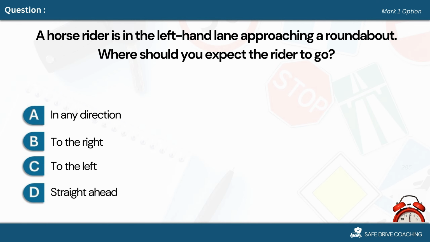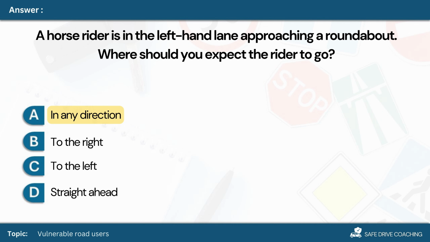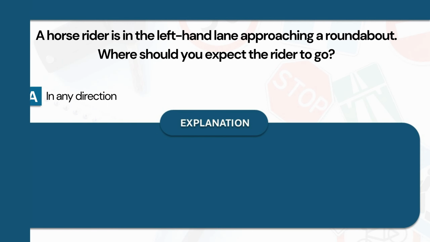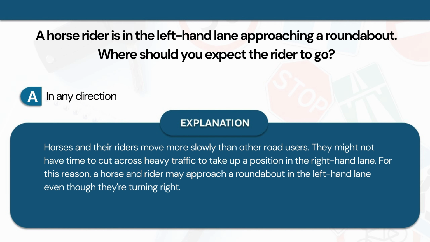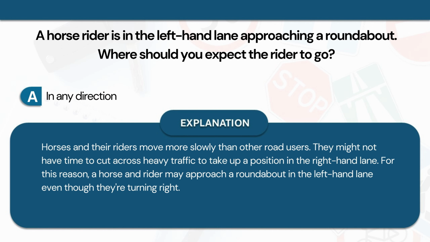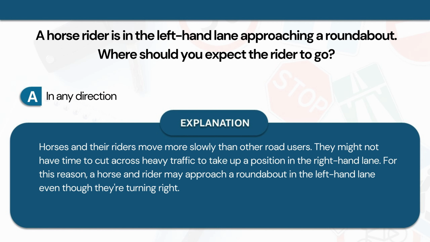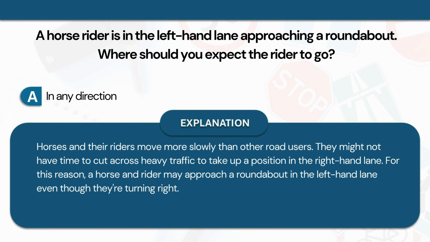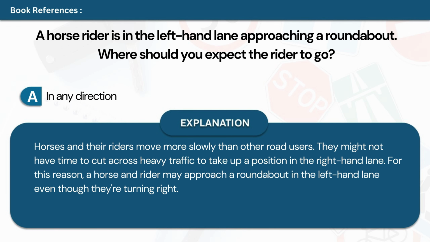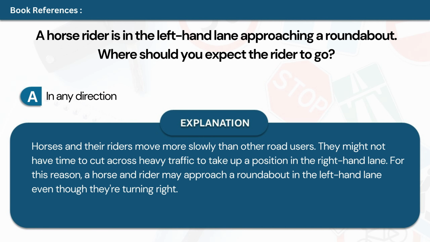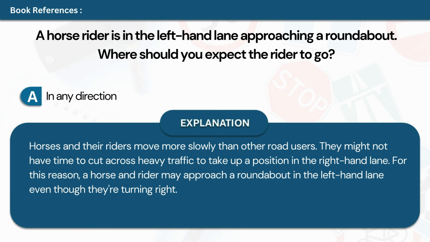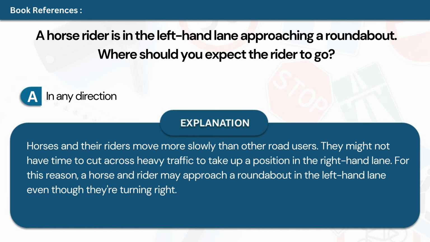The correct answer is A. In any direction. Horses and their riders move more slowly than other road users. They might not have time to cut across heavy traffic to take up a position in the right-hand lane. For this reason, a horse and rider may approach a roundabout in the left-hand lane even though they're turning right.